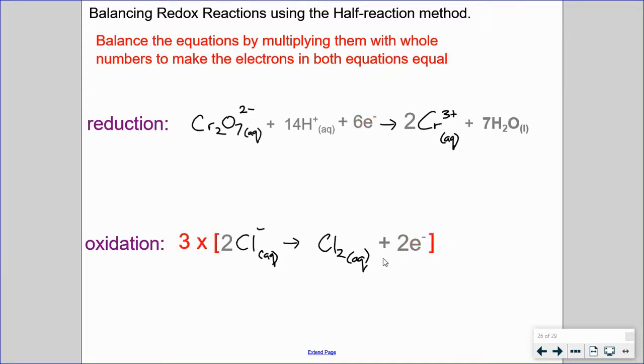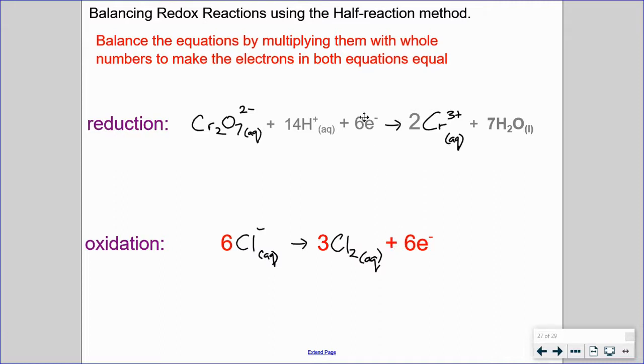So what we do is we're going to multiply 3 times this whole equation to make this 2 electron turn to a 6 electron. So everything gets multiplied by 3, and this 2 will become a 6, this will become a 3, and that will become a 6. Now we see that the 6 electrons on the left-hand side of the reduction half reaction is going to be balanced out by the 6 electrons on the right-hand side of the oxidation half reaction.